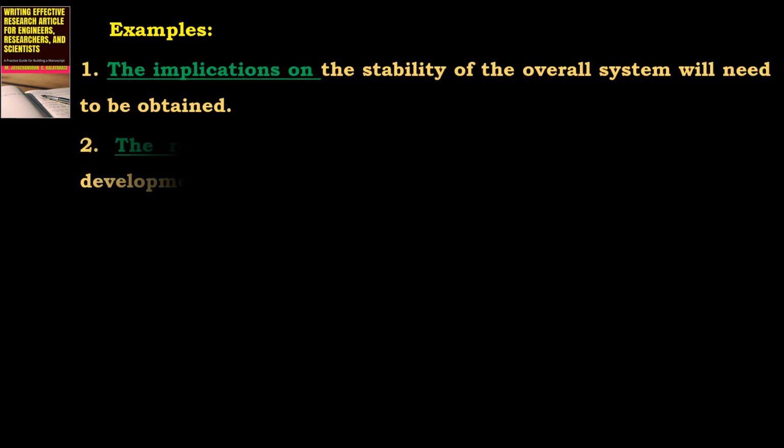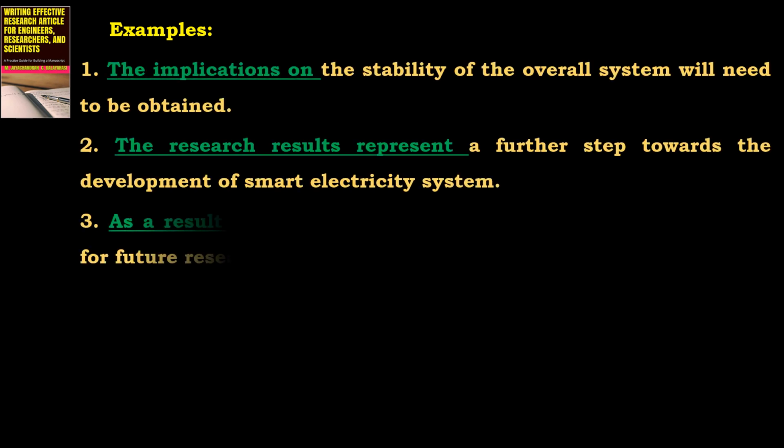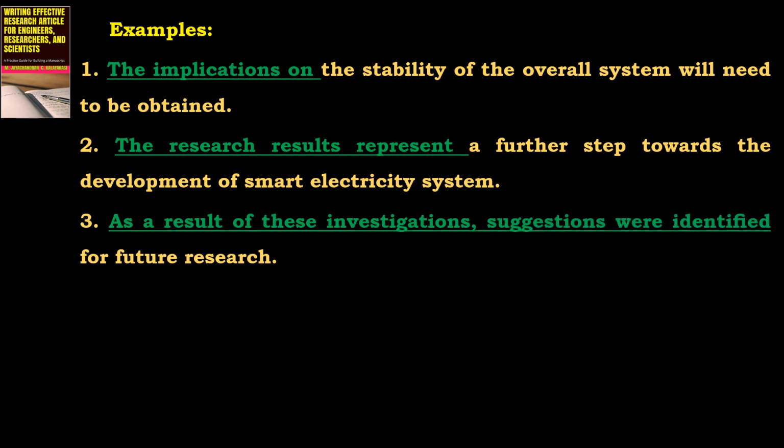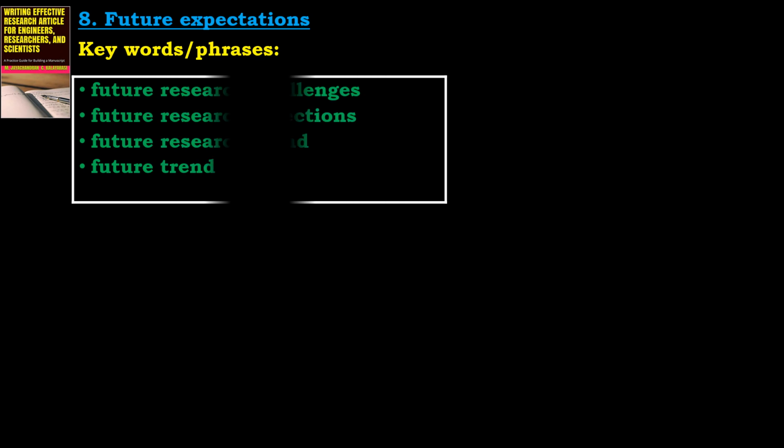Let us look at some examples where the keywords that represent the benefits of the research are highlighted in green. 1. The implications on the stability of the overall system will need to be obtained. 2. The research results represent a further step towards the development of smart electricity systems. 3. As a result of these investigations, suggestions were identified for future research.